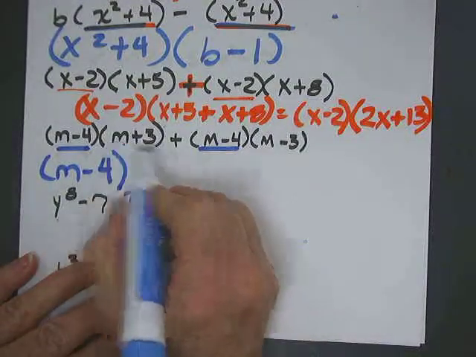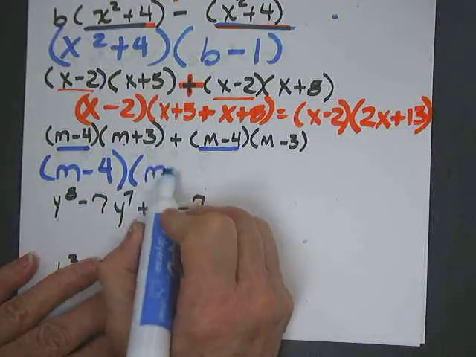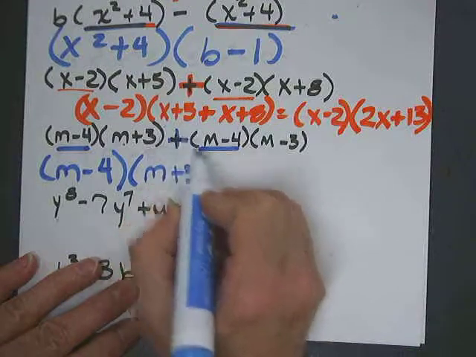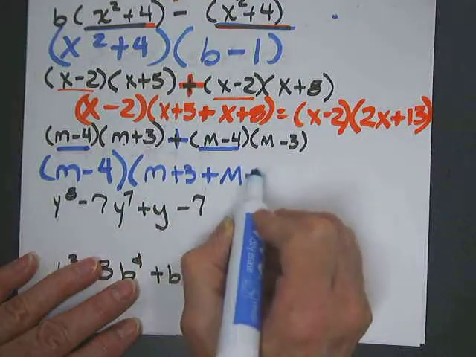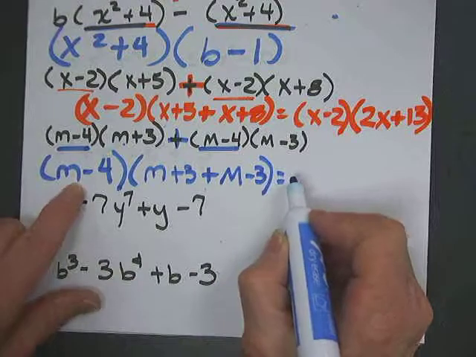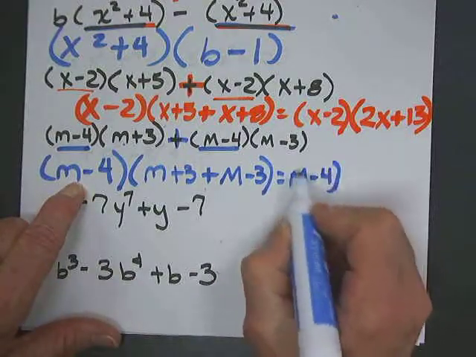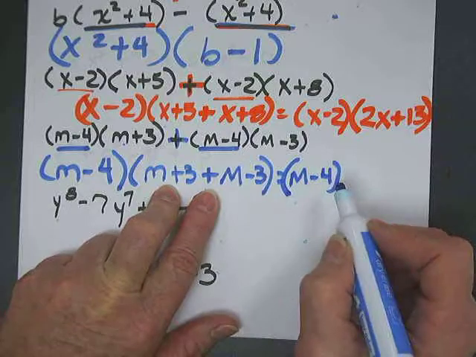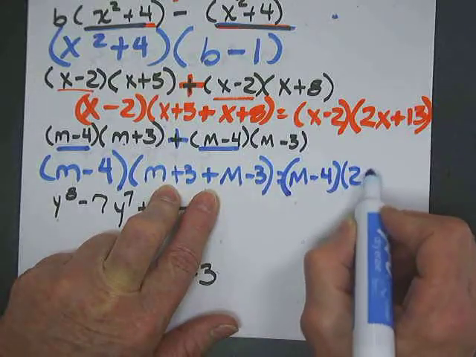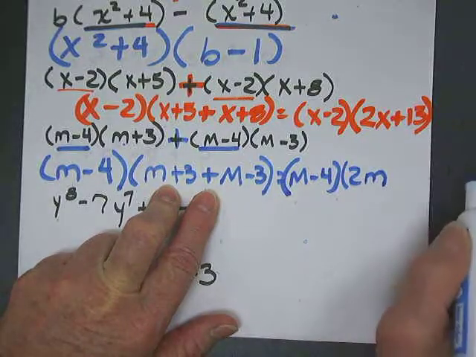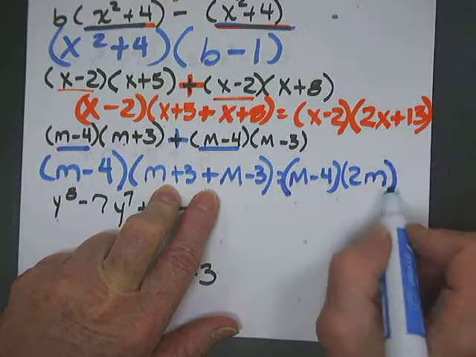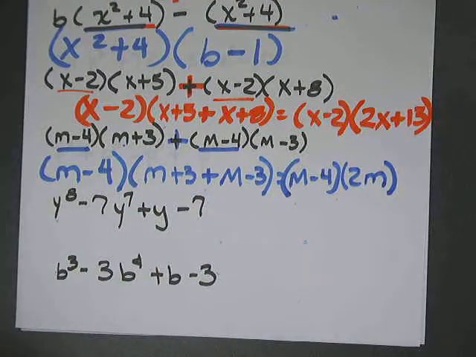Same thing's going to happen on the next one. What do they have in common? M minus 4. And you write all the rest of this stuff in the next one. M plus 3 plus M minus 3. So we have the M minus 4. M plus M is 2M. Plus 3 minus 3. 0.